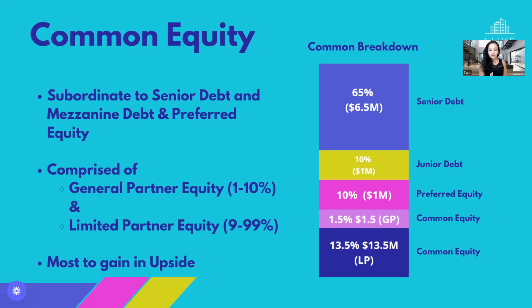So typically with common equity, when you think about the cash, the dollars that are put in, the general partner will usually fund 1 to 10% of that, and then the limited partners will fund 90 to 99%. I usually like to see general partners put in about 10% of the common equity. That's a due diligence point that I like to look at. And the common equity folks have the most to gain in upside. We're going to talk about what that looks like in a moment.